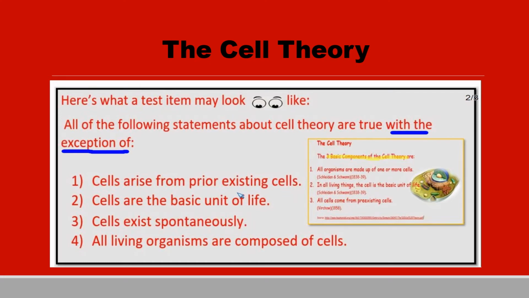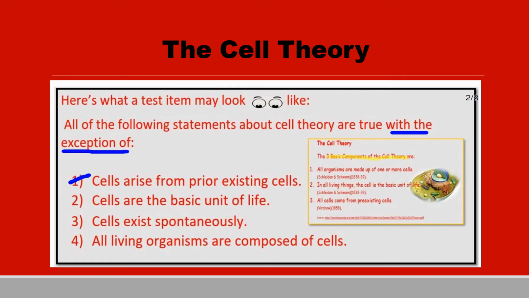So now let's look at option number 1. It states cells arise from prior existing cells. Well, we know that according to the cell theory, all cells come from pre-existing cells. So this statement is true, and therefore we're going to eliminate option number 1 because it does not apply in terms of answering our question.